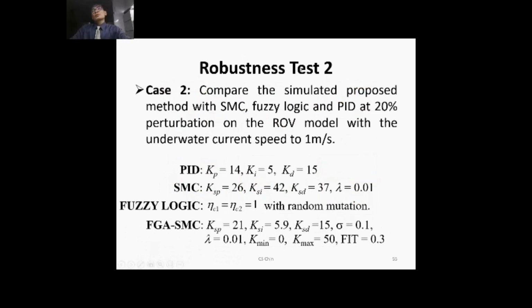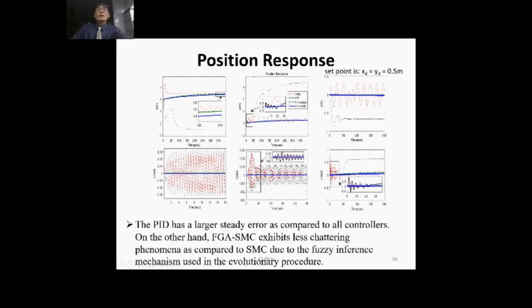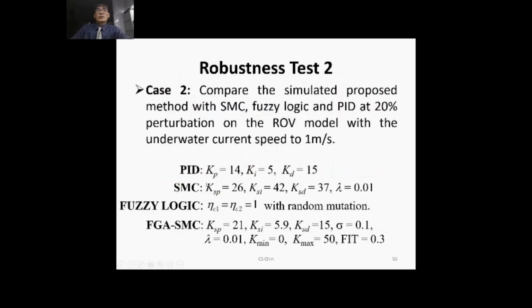And what about the robustness test where we compare the proposed method with individual SMC, fuzzy logic, and PID at 20% perturbations. So we are using all these control parameters that you can see here. And the last one is the proposed parameters that we have. And then we compare not only our proposed method, but also other methods such as PID, SMC or just the fuzzy logic alone.